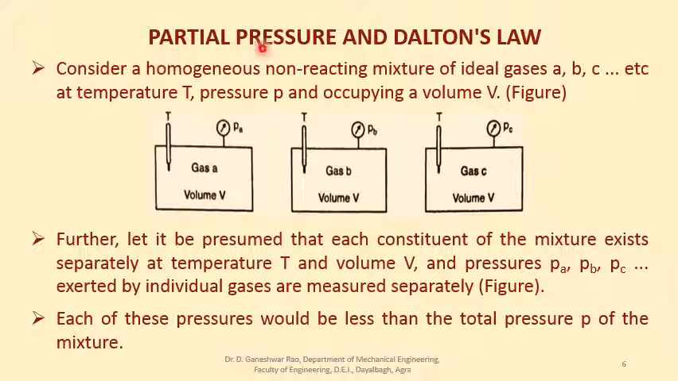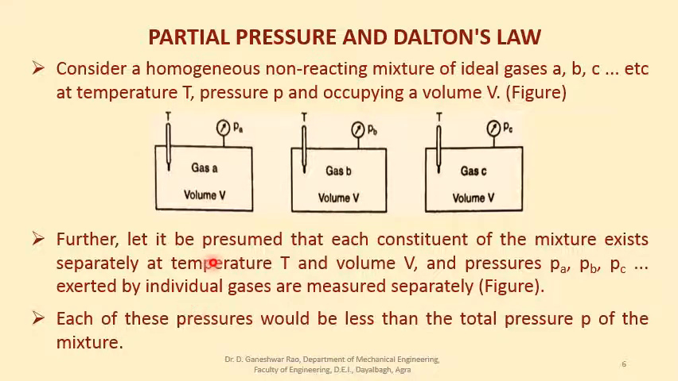Now we come to partial pressure and Dalton's law. Now consider a homogeneous non-reacting mixture of ideal gases A, B, C. Since we considered 3 components initially, we are continuing with that. We consider a homogeneous non-reacting mixture of ideal gases A, B, C. Let us say they are at temperature T and pressure P, occupying a volume V.